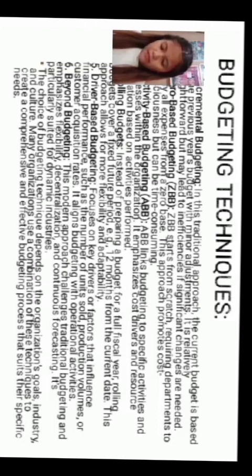Fifth is driver-based budgeting. It focuses on key drivers or factors that influence financial performance, such as the number of units sold, production volumes, or customer acquisition rates. It aligns budgeting with operational activities.